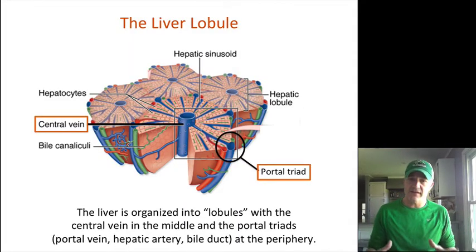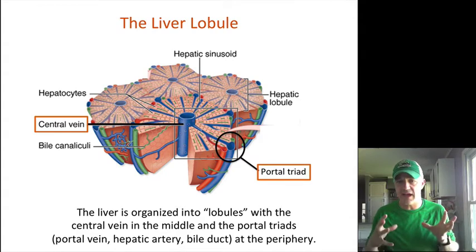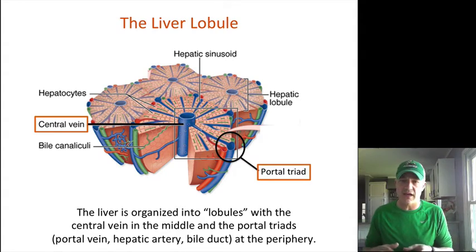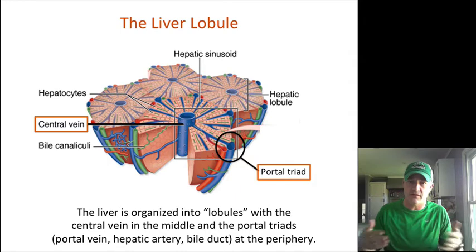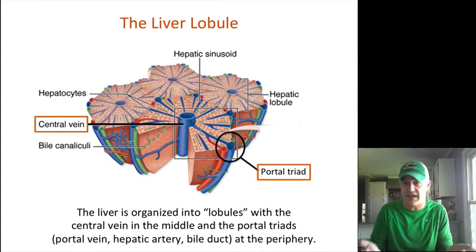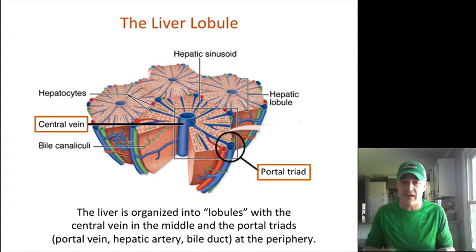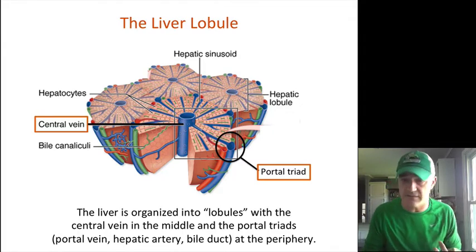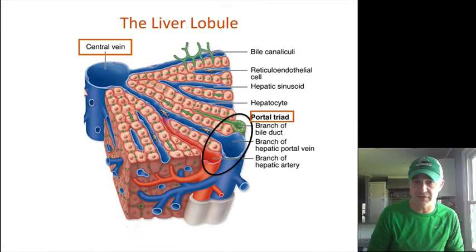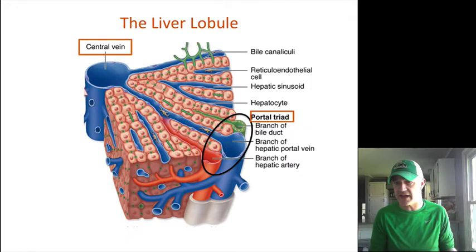When we really start looking at the histology of the liver, we're going to see it's into these kind of hexagonal shaped lobules that are going to be filtering the blood that is moving to a central vein in the middle of these. And we have what are called portal triads on the outside, which is a branch of the hepatic portal vein, a branch of the hepatic artery, and a bile duct at the periphery. So you can see that portal triad right here.